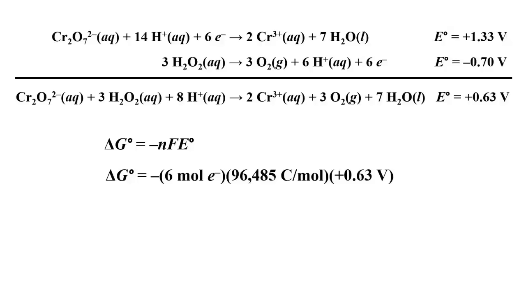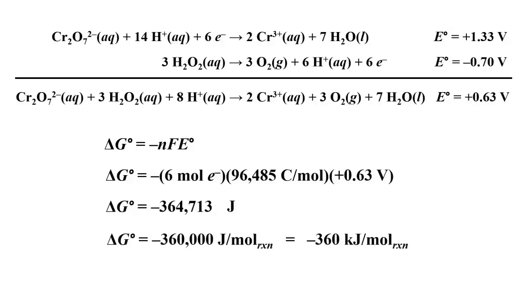So on the calculator, if we do this math, negative 6 times 96,485 times positive 0.63, we get negative 364,713 without rounding it off yet. Coulomb times volt equals joule. So I'm going to turn this into kilojoules per mole of reaction by dividing by 1,000. I'm also going to round this off to 2 significant figures since 0.63 volts, the cell potential, has 2 significant figures. The number 6 is an exact number, so that does not limit the sig figs in the calculation.